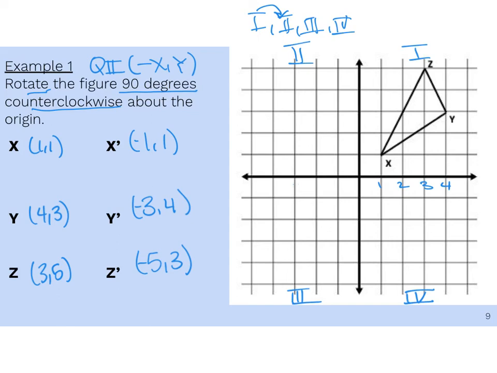Now I have my ordered pairs. I'm going to plot them and then connect my points. So negative 1, 1. Negative 3, 1, 2, 3, 4. And negative 5, 1, 2, 3. Again, on Pear Deck, use the line function so your lines are straight. But it should be up here in quadrant 2. It should be now facing a different direction. So this is what your rotation of this triangle looks like.